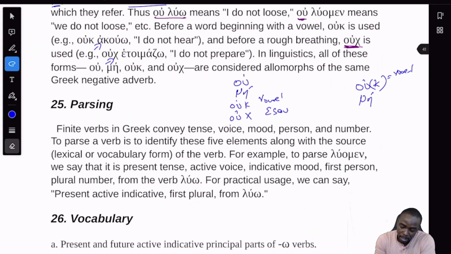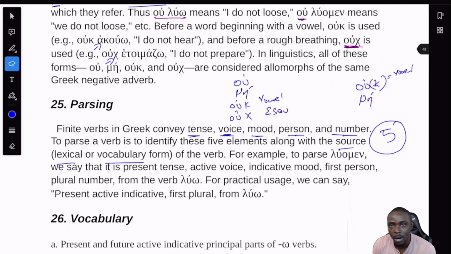Finite verbs in Greek convey tense. Okay, we know this. Tense, voice, mood, person, number. To parse a verb is to identify these five elements. So the big five elements, along with the source. Remember, source is the lexical form, vocabulary form, root form.